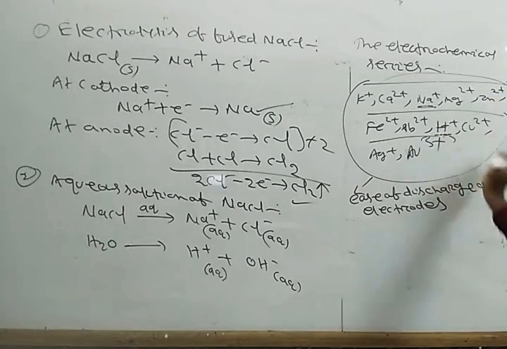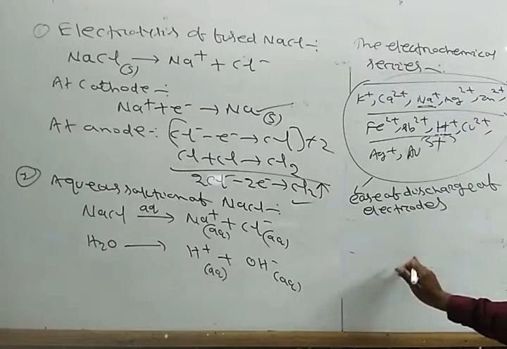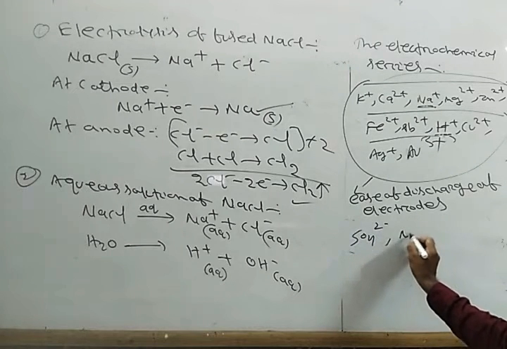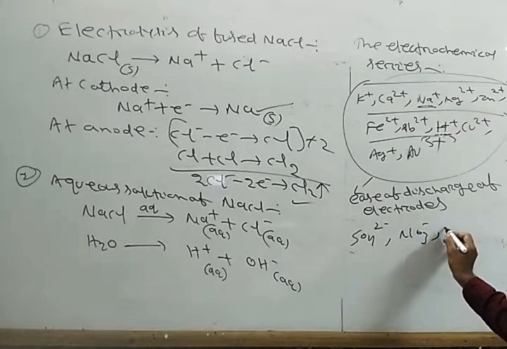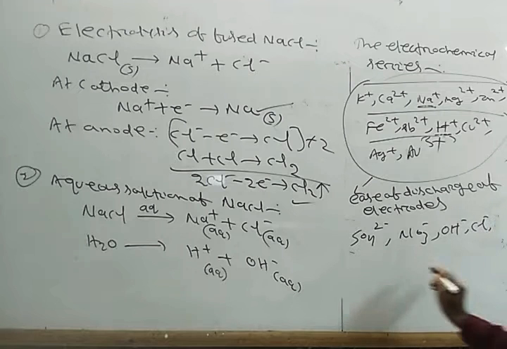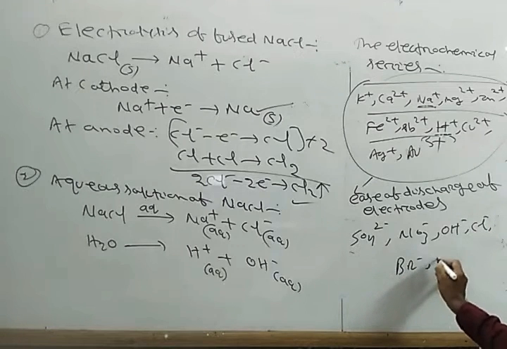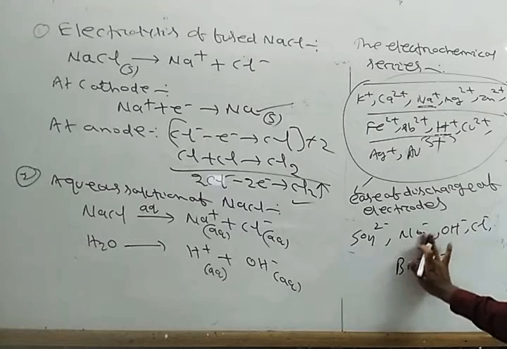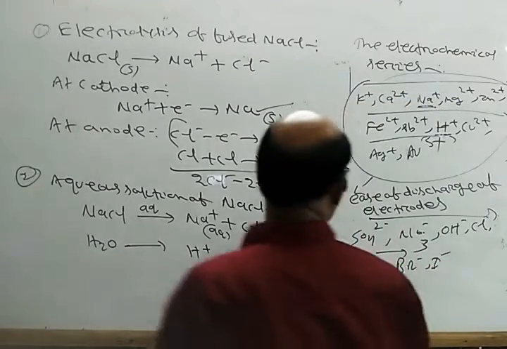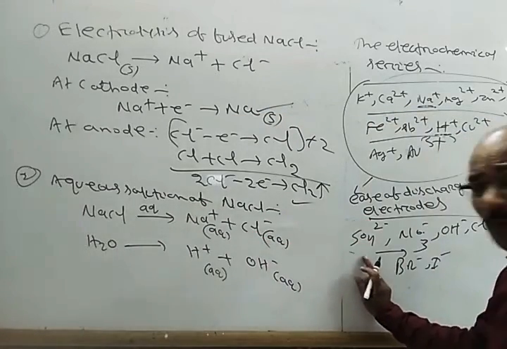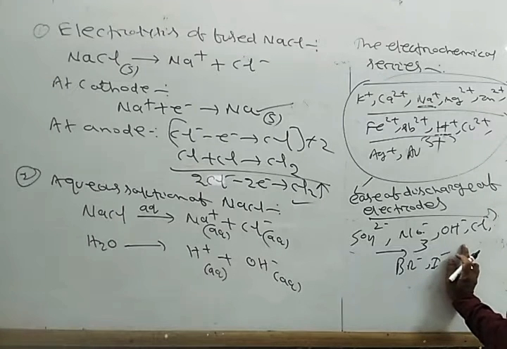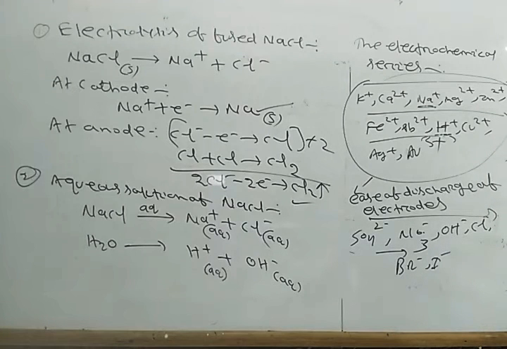Similarly, I can also say it for negative ions: we have SO4 2-, NO3-, OH-, Cl-, Br-, and also I-, for the negative ions. So if you have, suppose, Cl- and OH-, then the Cl- ion will discharge.